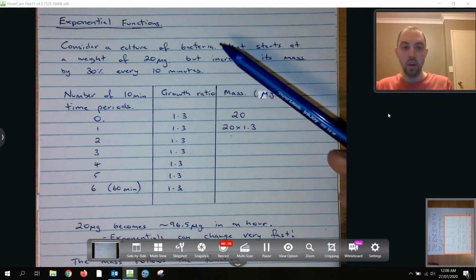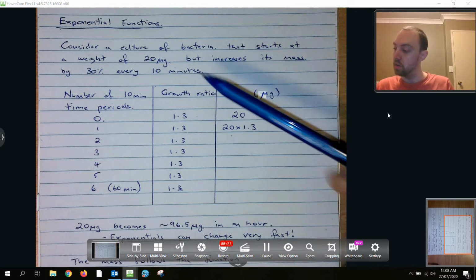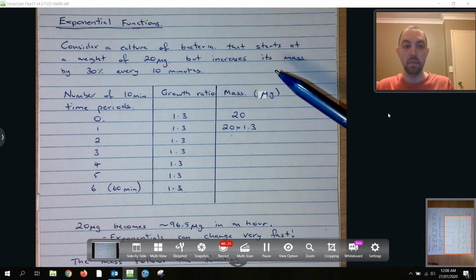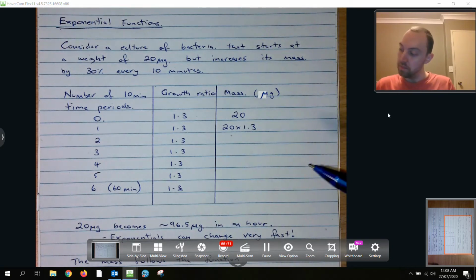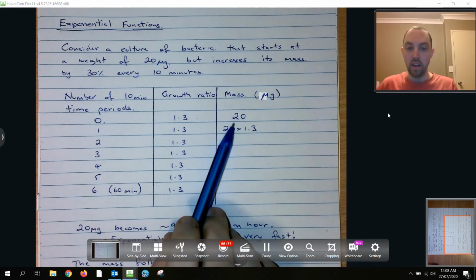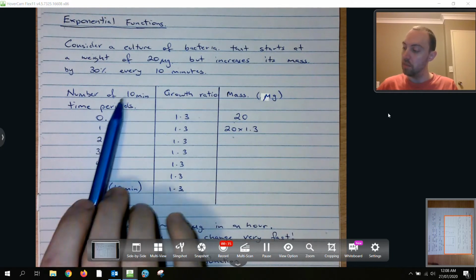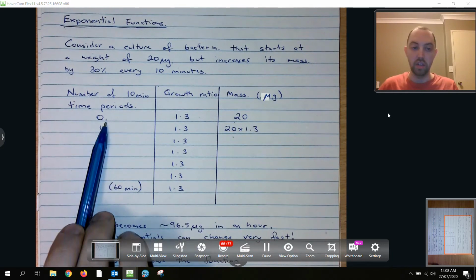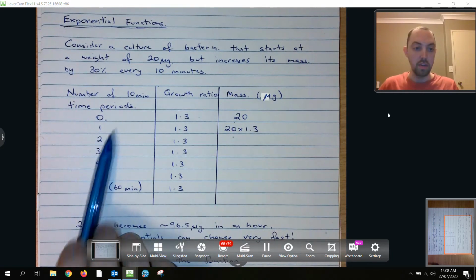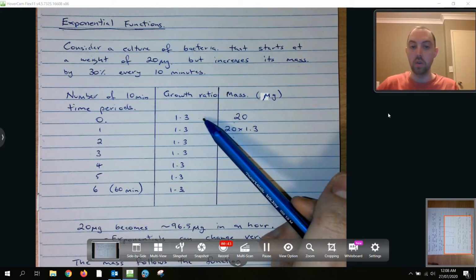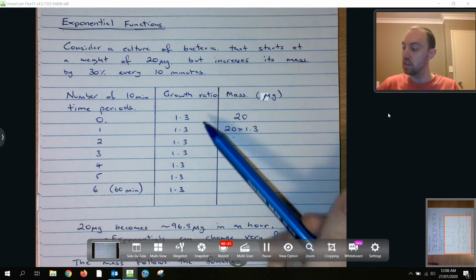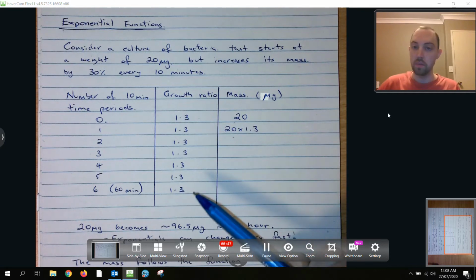We've got a culture of bacteria, and it starts at weight of 20 micrograms, but increases its mass 30% every 10 minutes due to the bacteria multiplying. So, it starts out at 20. We have the number of 10-minute time periods increasing, so it's 0, 10 minutes, 20 minutes, 30 minutes, all the way to 60 minutes. The growth ratio doesn't change in each case. It's always that increase of 30%.